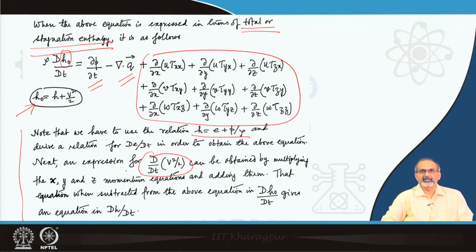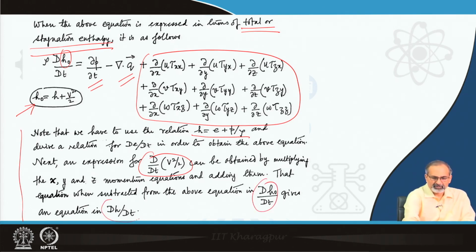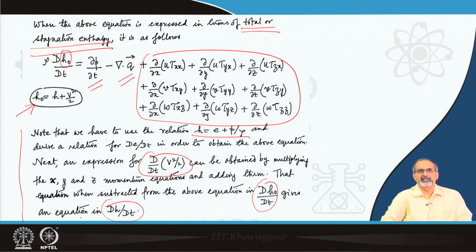That equation, when subtracted from the above equation for the substantial derivative of h naught, would give us an equation for the substantial derivative of the static enthalpy. Therefore, from one form to the other, we need a few steps of transformation which takes us from one form of energy equation to another form.